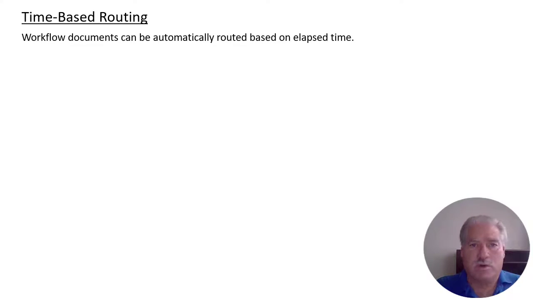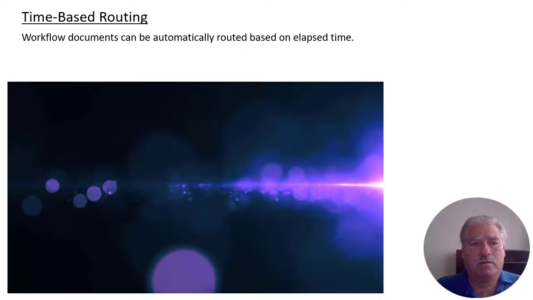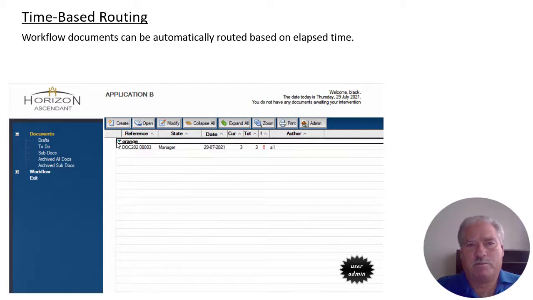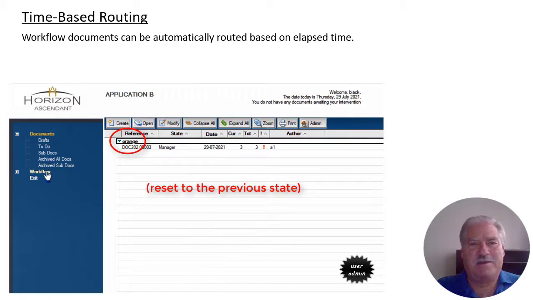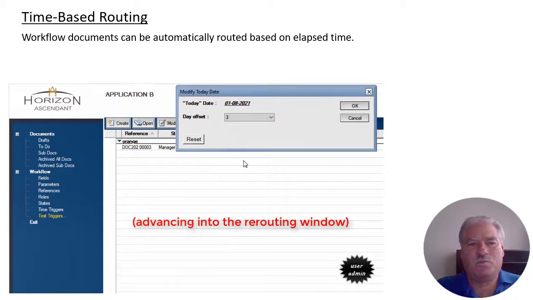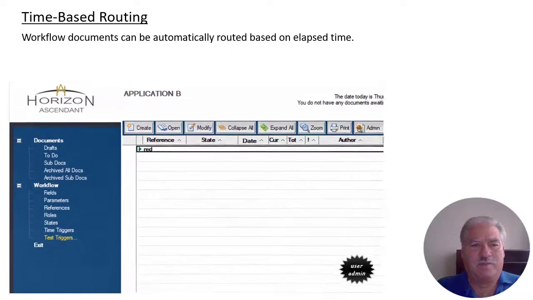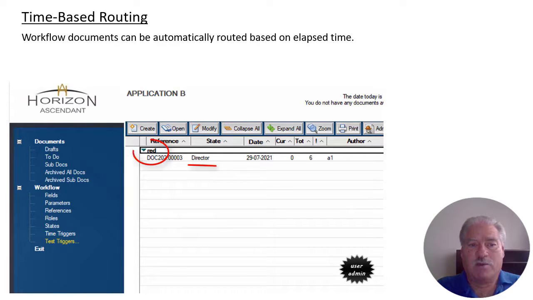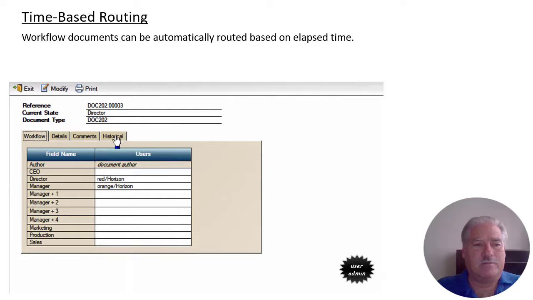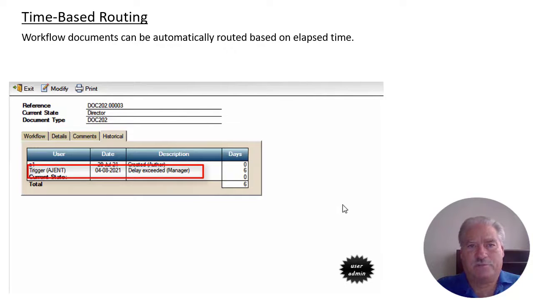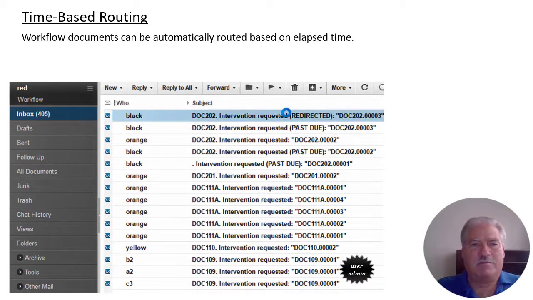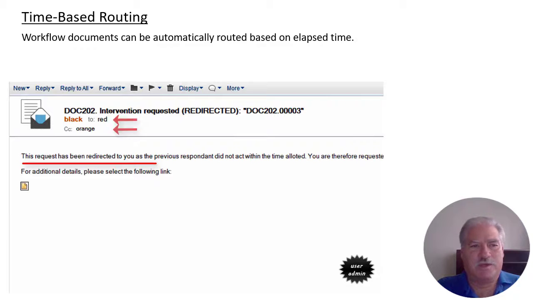Likewise, we can route documents based on time. So here we'll pick up from the previous example, resetting it to the previous date after 3 days. And now we'll advance it to the rerouting window, which is 5 days, I believe. So we'll see here that the document has been rerouted to red, the director. And the log has been updated to reflect that forced routing. And as you would expect, we send an email, this time to the director with a copy to the manager.